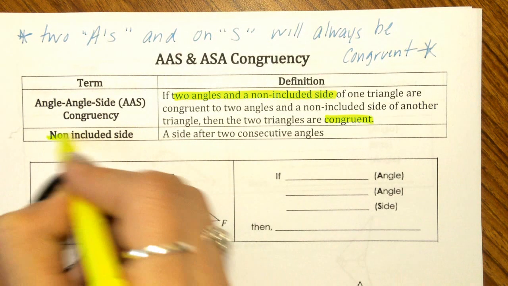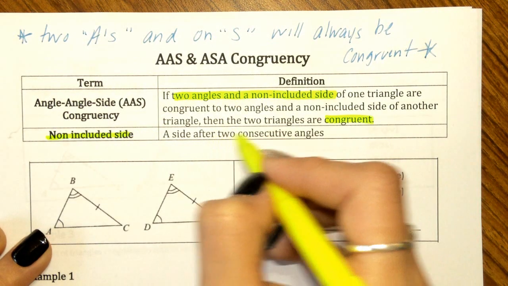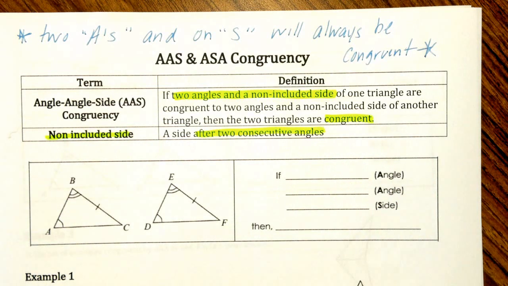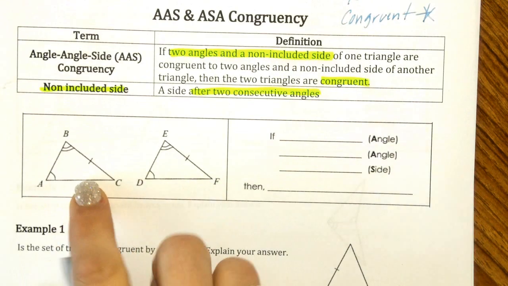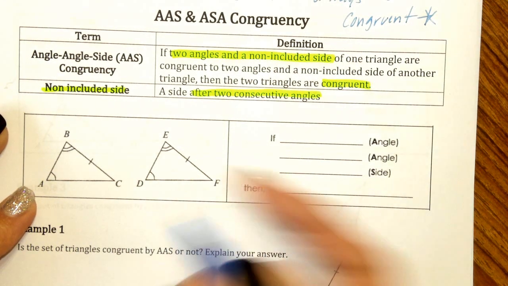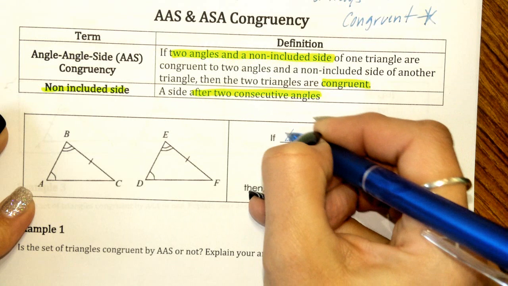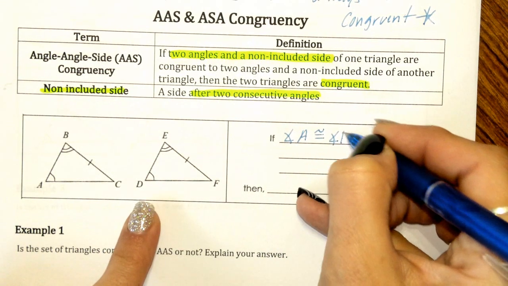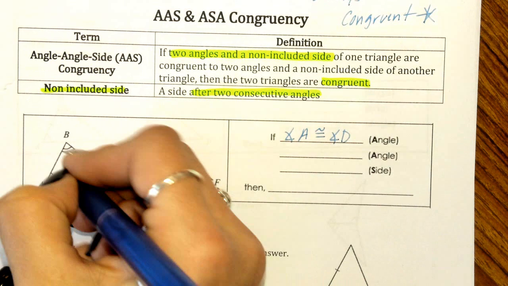So here's that non-included side. It's going to be after two consecutive angles, exactly how the letters go. You're going to have a congruent angle, then another congruent angle, and then a congruent side, looking at right here. So we have these angles right here, and we'll go ahead and fill this in. If angle A is congruent to angle D, as we see in this picture right here.